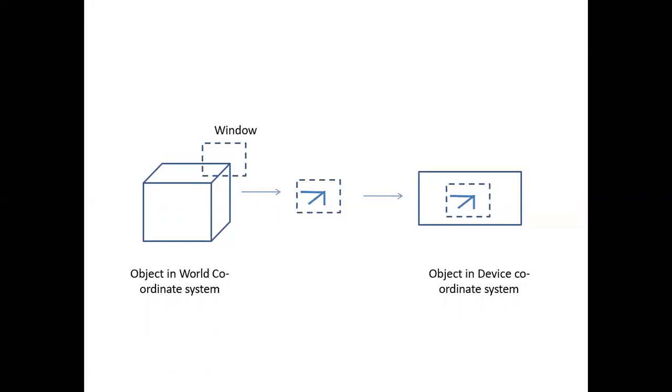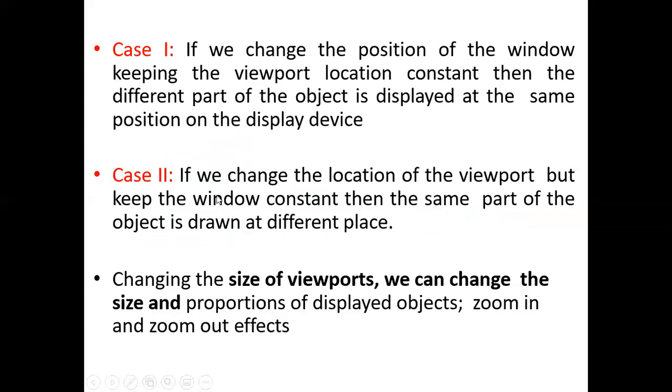But the part of the object which I have clipped remains the same. This is the part of the object which I have clipped, so this same part of the object I can display here, or here, or here. That means I can display it on any part of the screen. That is my second case. If we change the location of the viewport but keep the window constant, then the same part of the object is drawn at different places.